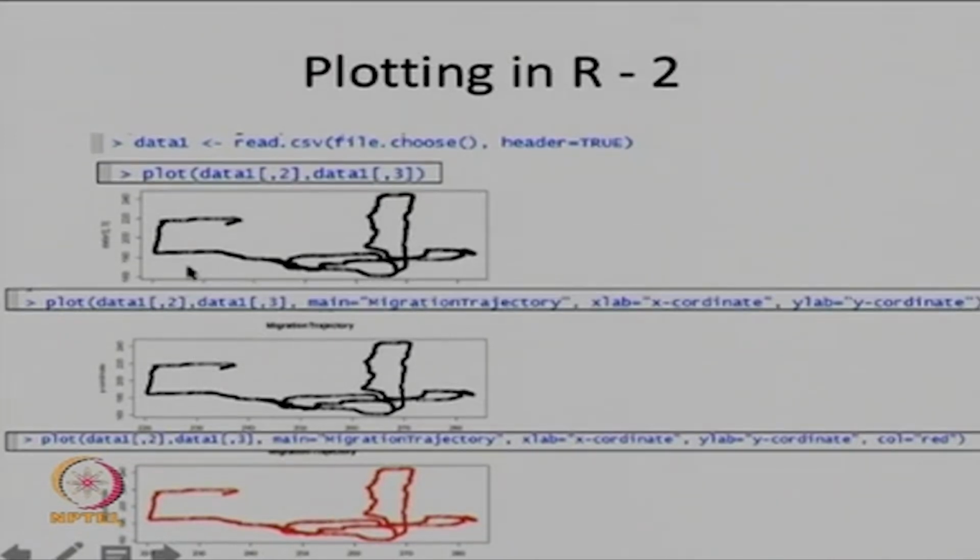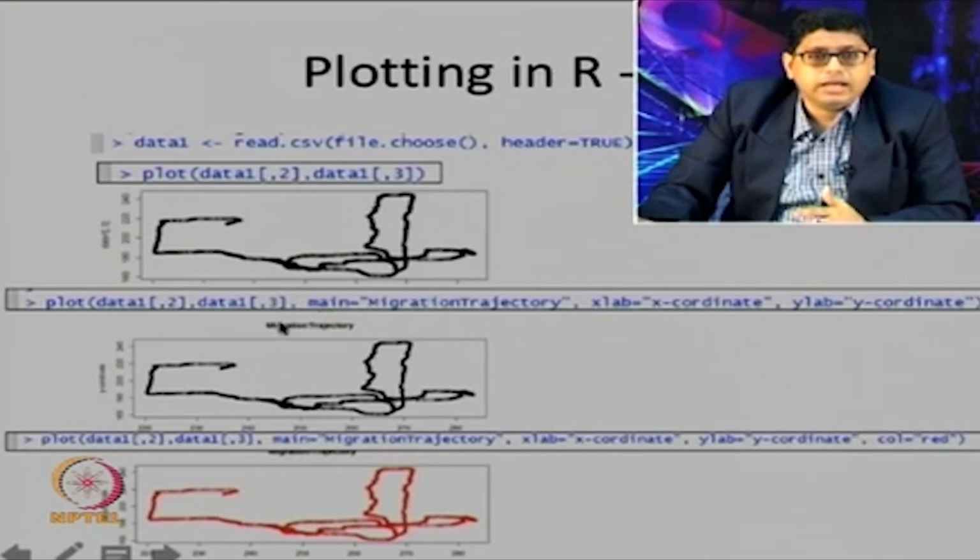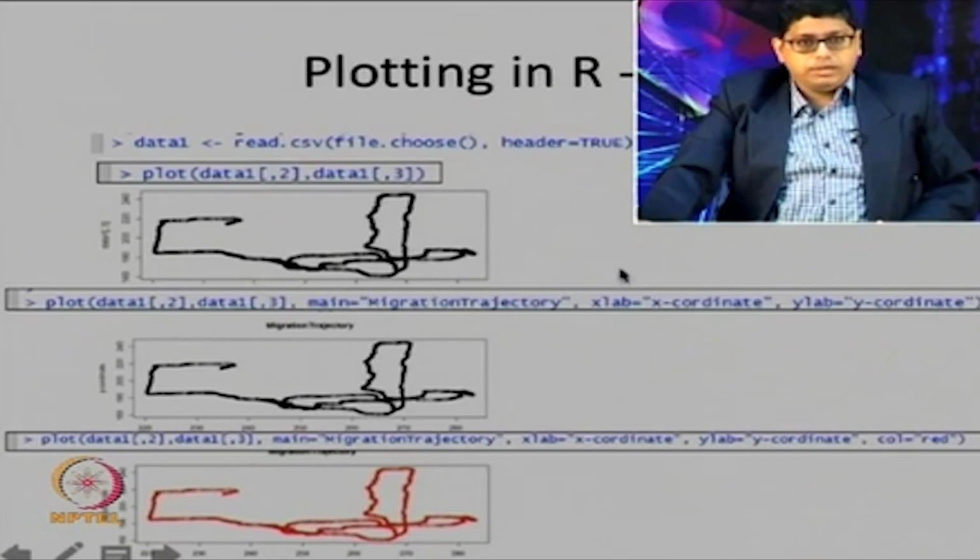I can also give a title to this particular plot, which is migration trajectory, which appears here. I can set my labels: xlab is x coordinate, ylab is y coordinate, you can enter here. You can also play with the color of this particular trajectory. What you see here is col equal to red, which means essentially we are resetting this trajectory color to red. And the last is you can also put xlim, for limit. If you want to plot it within a certain range, you can have control over the x range and y range.